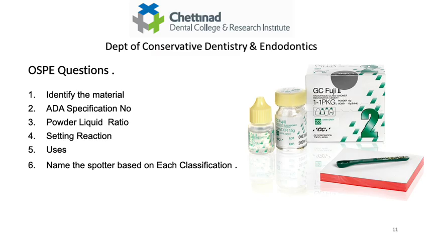For an objective structured practical examination, we need to first identify the material, put the ADA specification number, the powder liquid ratio for the manipulation, and the setting reaction. If you didn't have enough time to write the entire setting reaction, you can just draw the diagram as I have mentioned. Then the uses of type 2 glass ionomer cement, and name the spotter based on each classification.